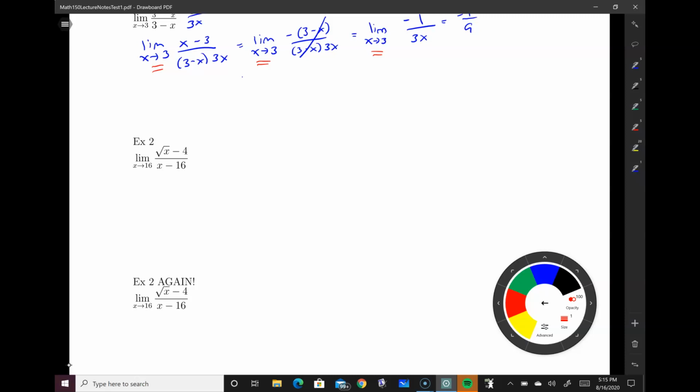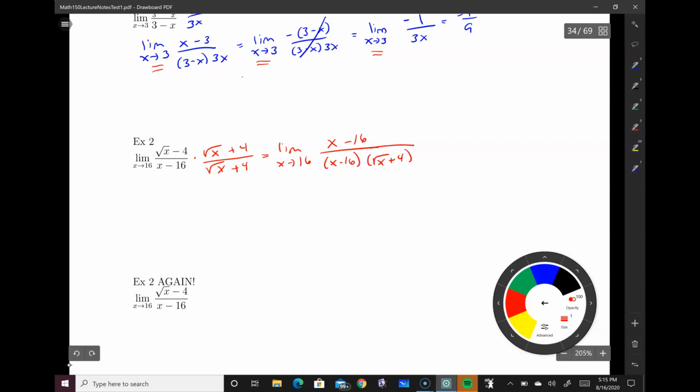What to do about this one? Well, I do remember something about a conjugate. So if I plug in 16, I get 0 over 0. So I multiply by the conjugate, which is this, and take the limit as x goes to 16. The numerator, because it's a difference of squares, gives me x minus 16. Remember, do not multiply out the denominator. Leave it with its two factors.